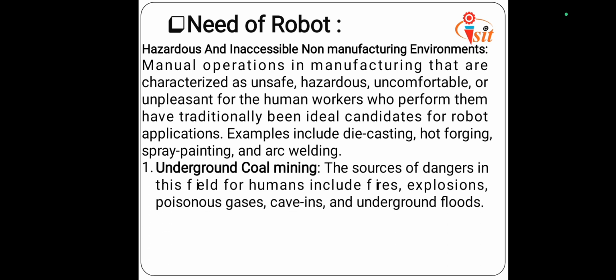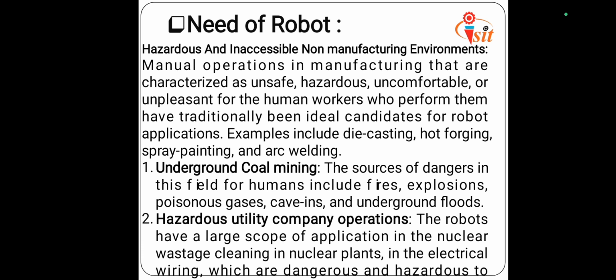One more example which is shown here is underground coal mining. The sources of danger in this field for humans include fire, explosion, poisonous gases, cave-ins and underground floods. So in that particular application we can use robots. So there is a need of robots. Also, if you want to find out the different metals, instead of extracting from the entire mine, we can use a small robot, and that small robot can detect a soil sample, and by observing that soil sample we can find which different metals are present in that particular mine.